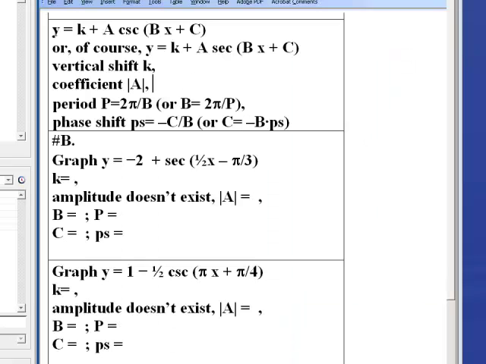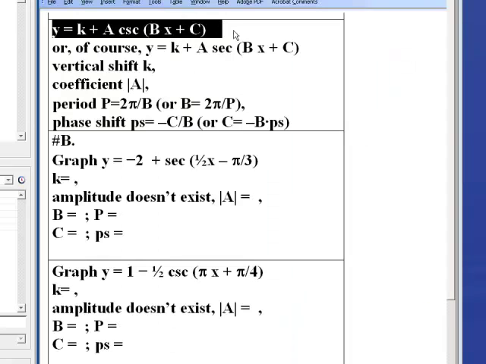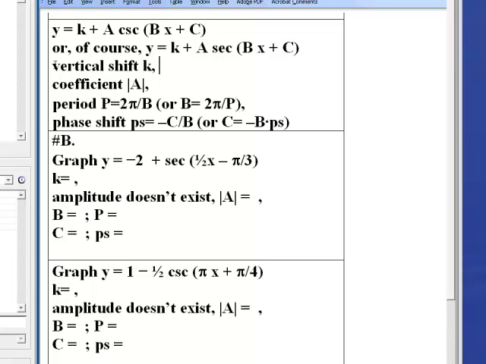Okay, so for the cosecant and secant, we have y equals k plus a cosecant bx plus c, respectively secant. K is a vertical shift. We have a coefficient a because we're not on an amplitude. The period is back to being period equals 2 pi over b because they're the reciprocals of sine and cosine, and the phase shift is always -c over b.